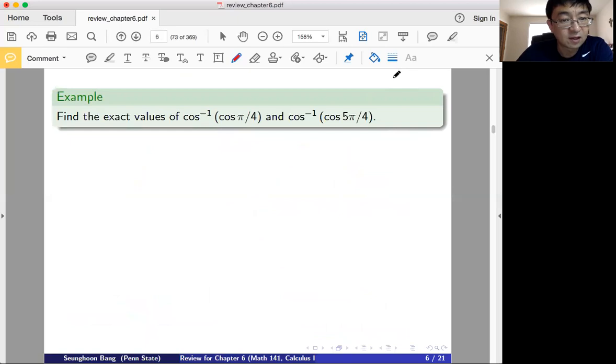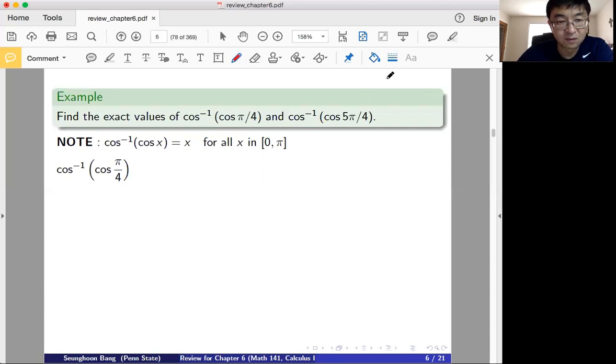Here, find the exact value of inverse cosine of cosine pi over 4. Do you know this one? Inverse cosine of cosine of x is exactly x for all x in the domain, right? Here, pi over 4 is, yes, in the domain. So the answer is like this one. Cross out, pi over 4.